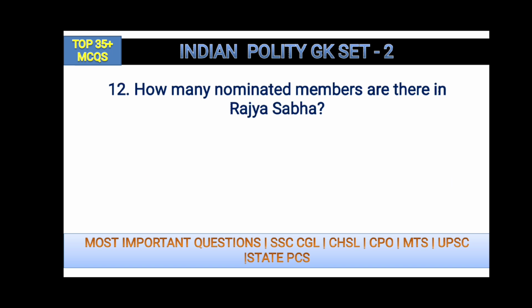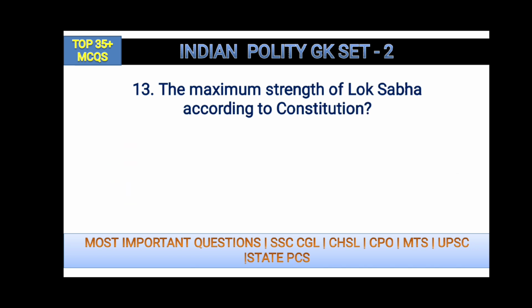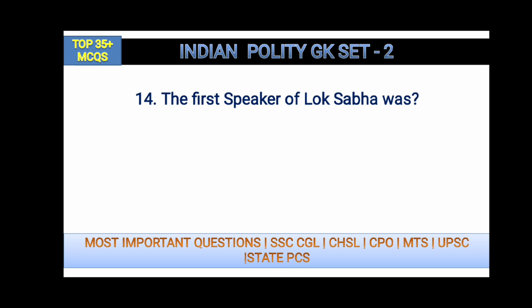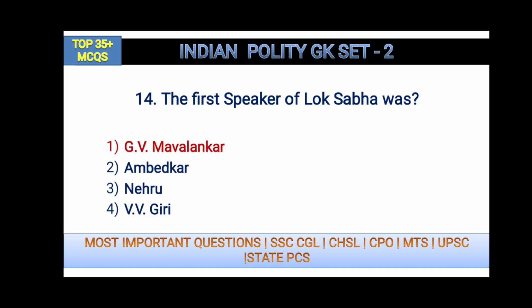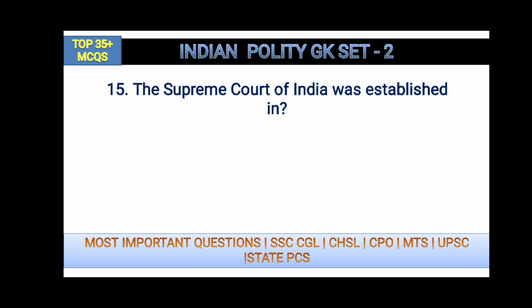How many nominated members are there in the Rajya Sabha? There are 12 members and they are nominated by the president. The maximum strength of Lok Sabha according to the constitution is 552, option number 1. The first speaker of Lok Sabha was G.V. Mavalankar. The 15th question is, the Supreme Court of India was established in which year?